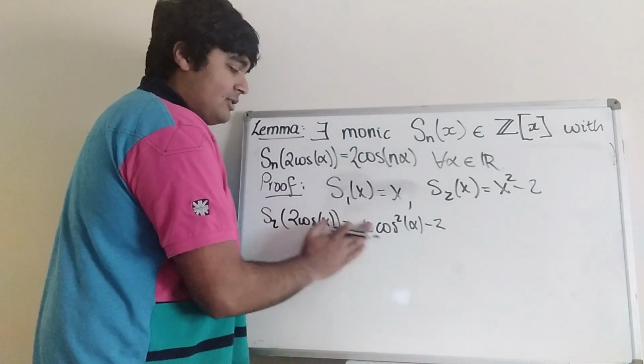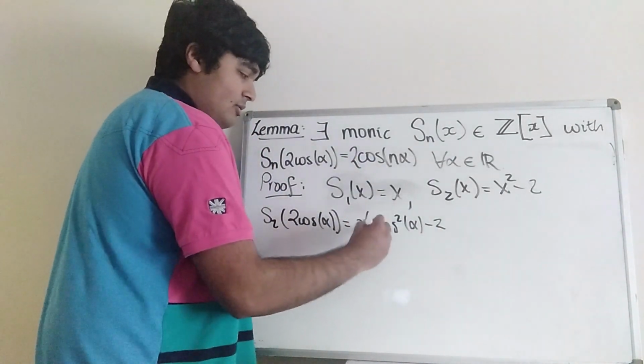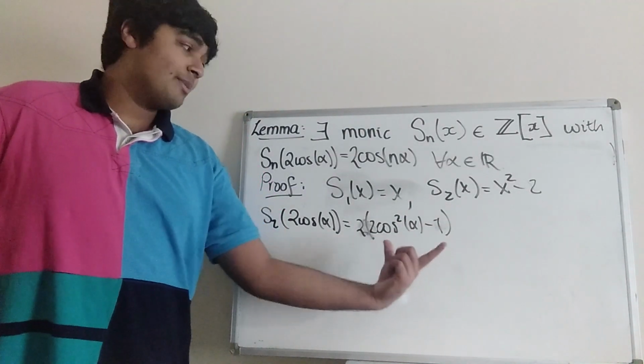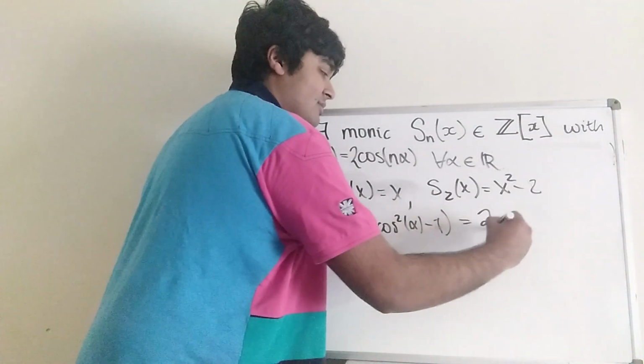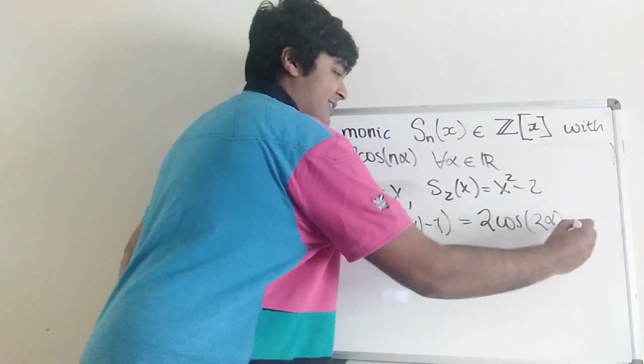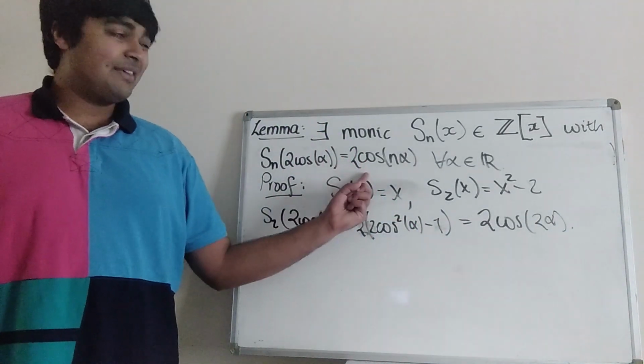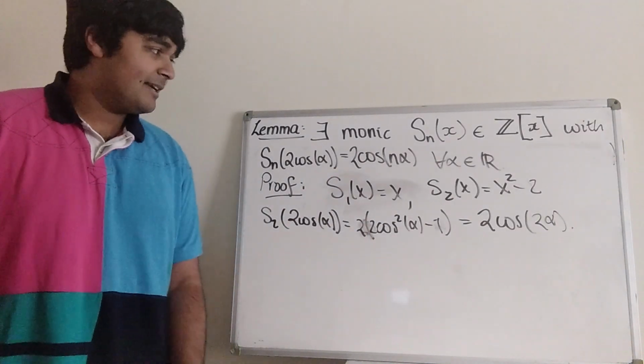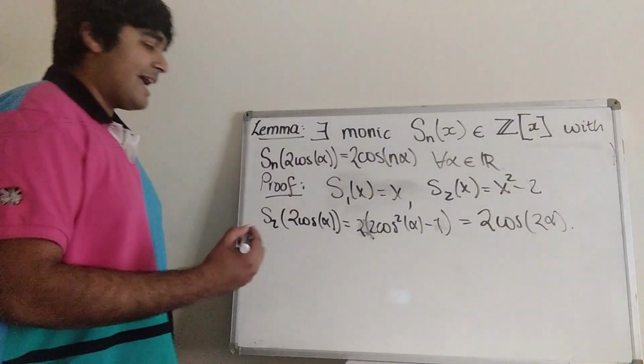So if I factor out a 2, this is just equal to 2 lots of (2 cos squared alpha minus 1). But using our double angle formula, this here is just 2 cosine of 2 alpha, like so. And that gives us that there. So that's the first two base cases done. And as I said, we're going to proceed by induction, kind of just using our double angle formula.